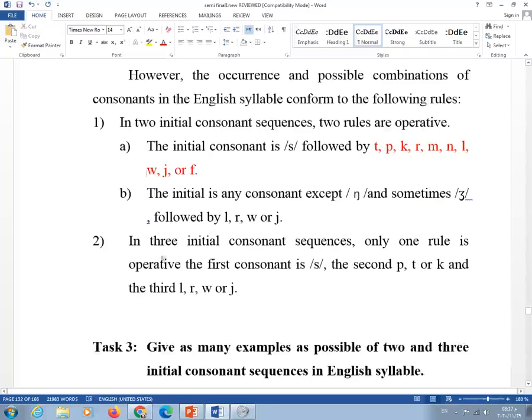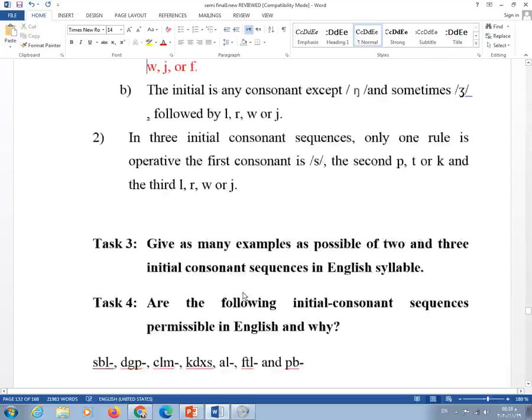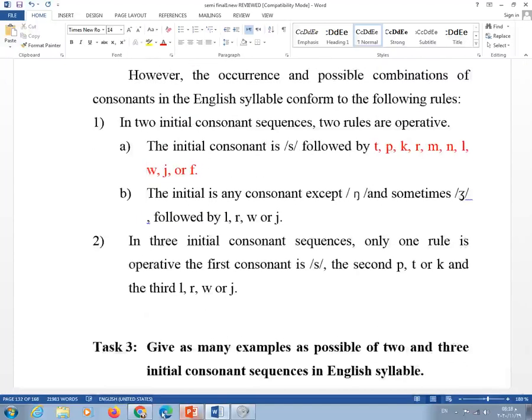Okay, in case you have three initial consonants, you have a rule. This rule is very simple. The first consonant must be s, the second must be one of p, t, or k, and the third must be one of these four. It could be l, it could be r, it could be w, it could be y. Okay, so let's have some examples and let's go back to your book.